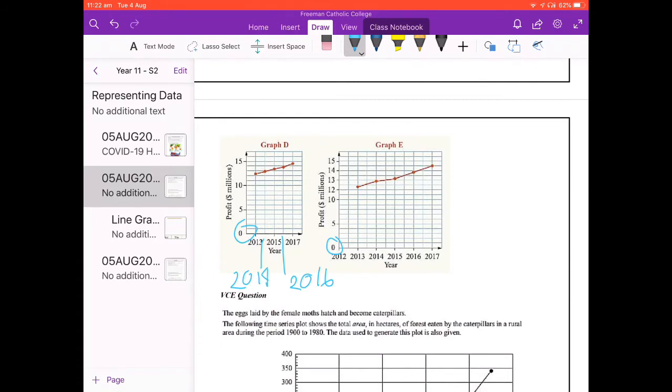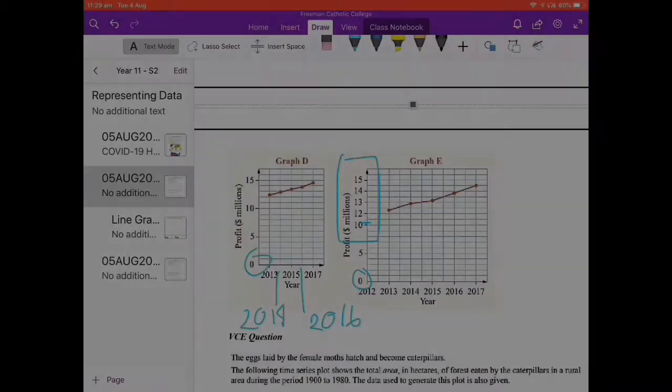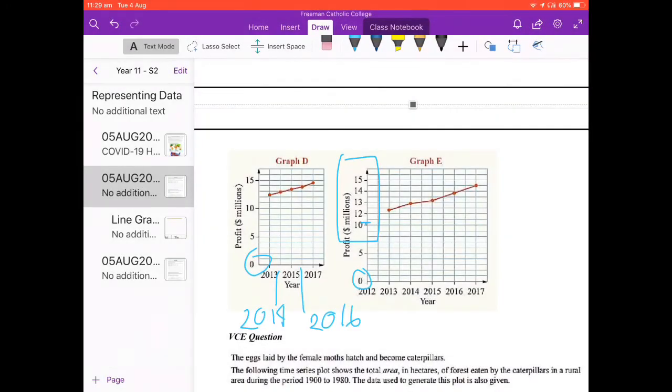Graph E, it does also go up by 5s originally, but have a look at the scale here. There are a lot of inconsistencies between each grid line. So we've got 10, you can see the 10 marked here, and then the next grid line is 11, next grid line is 12, and then all of a sudden the next grid line is not 13, it's actually 12 and a half.